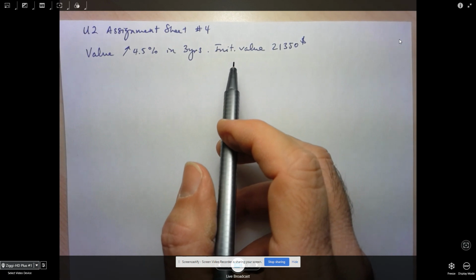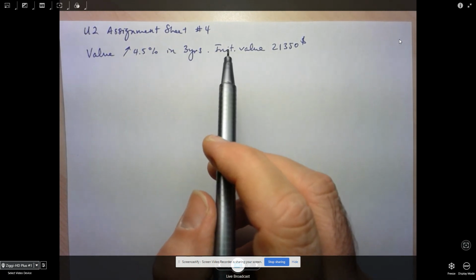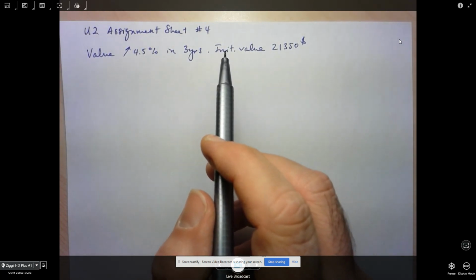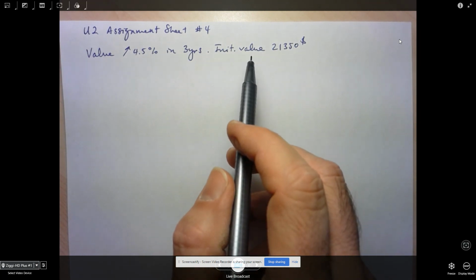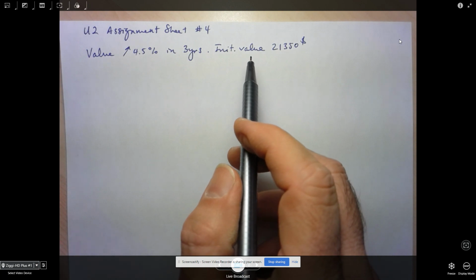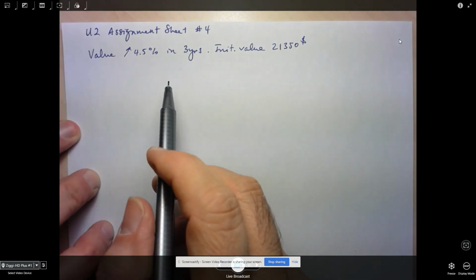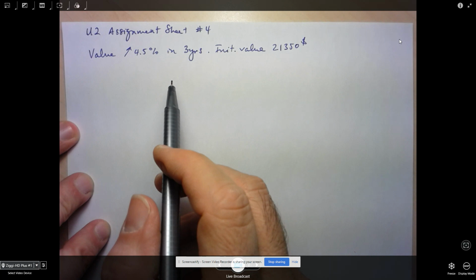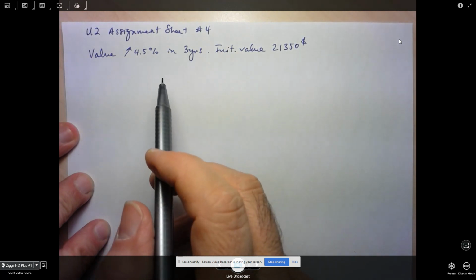Okay, so in A, what they're looking for is the value of the medal in 10 years, and they tell us that we have to use an exponential model with base E. So the first thing we're going to do is come up with the model for the value of the medal, and then from there we'll just input 10 to find its value in 10 years.